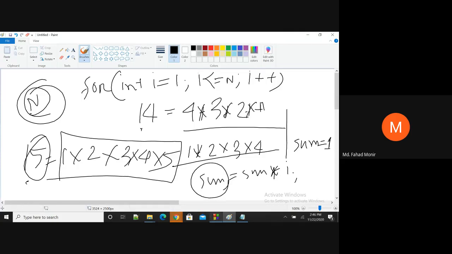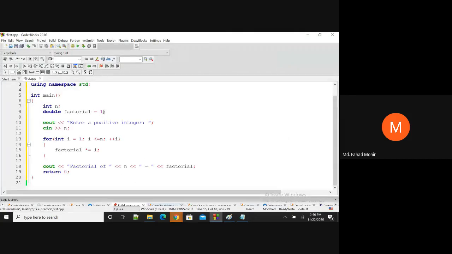So here you see, instead of sum I'm writing factorial, right? Instead of double you can write integer here or double, whatever. So it is starting with i equal to 1, i is less than or equal to n, i plus plus, so I have factorial equal to factorial into i. So finally it will give me the factorial of that number n. Whatever value you give, it will give you the factorial of that value.